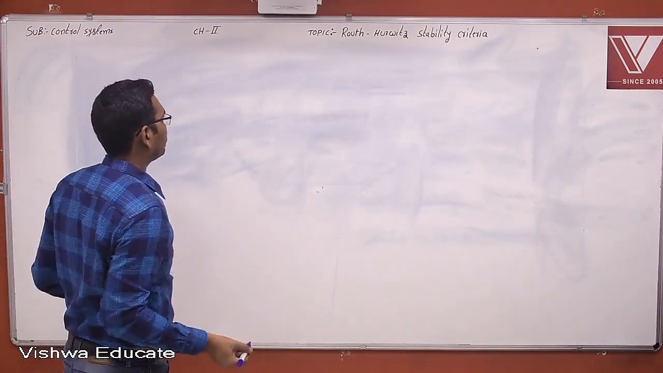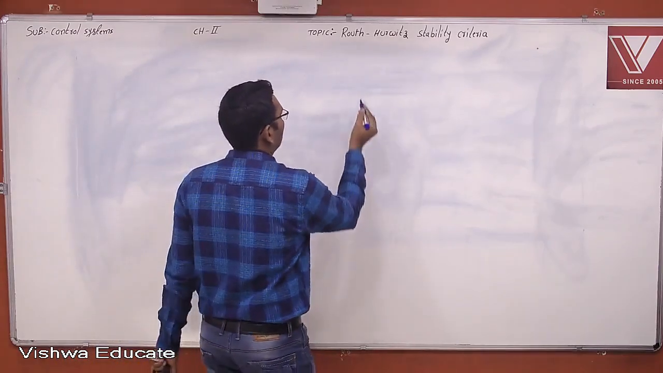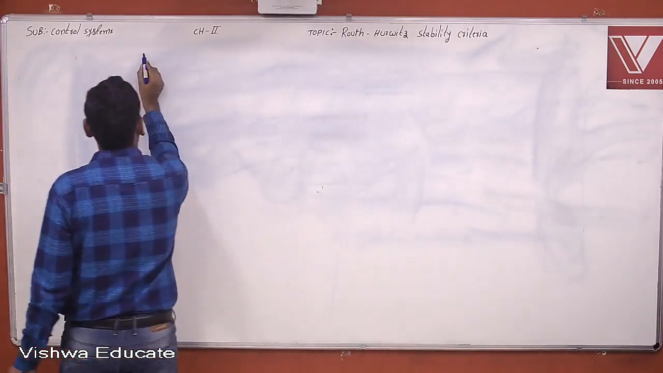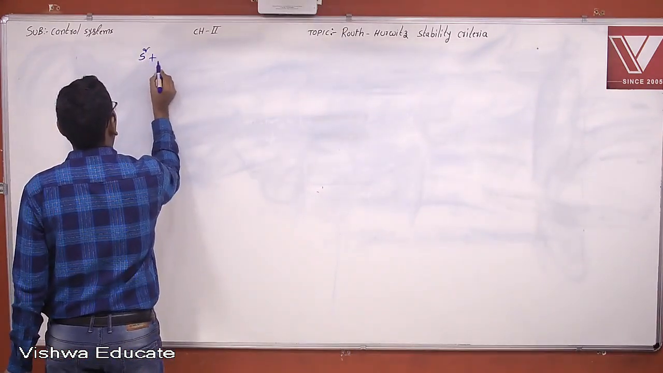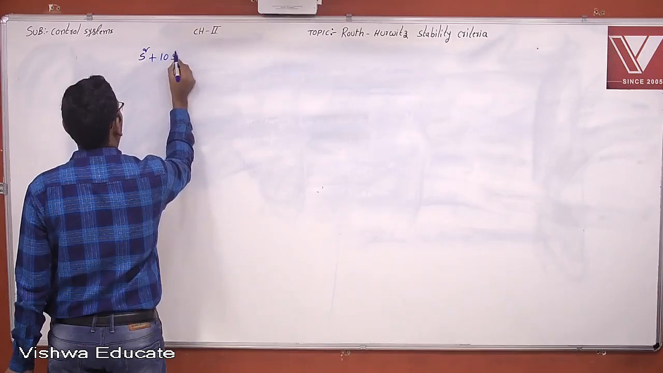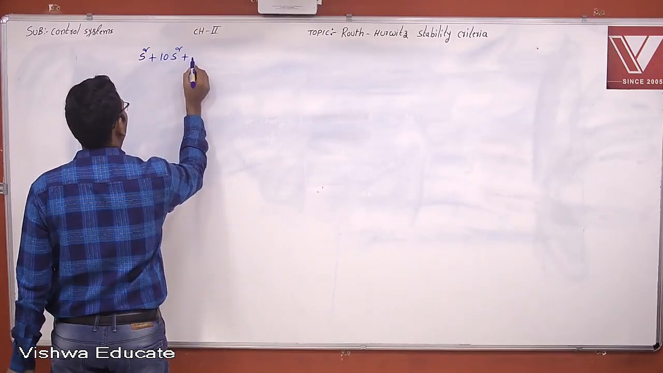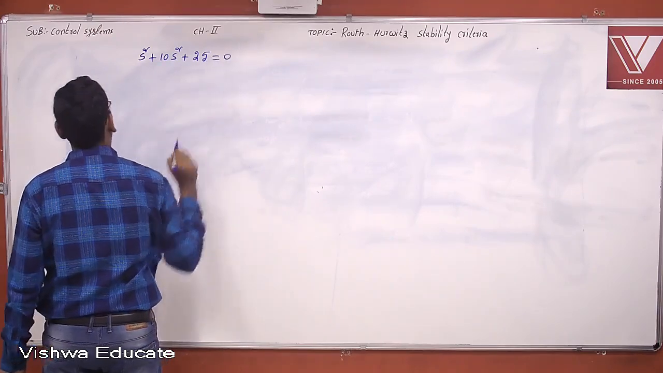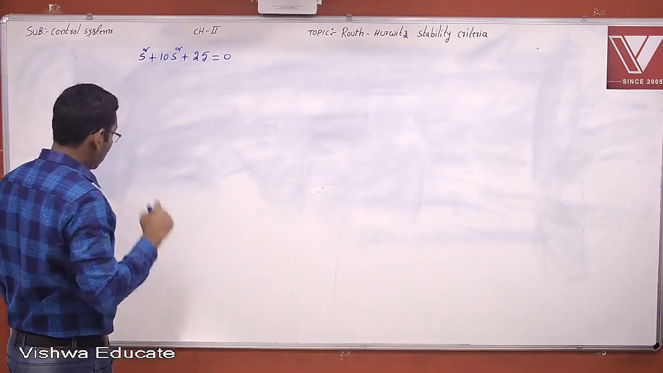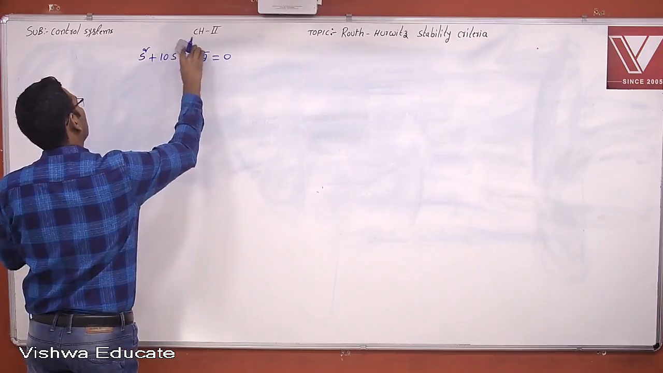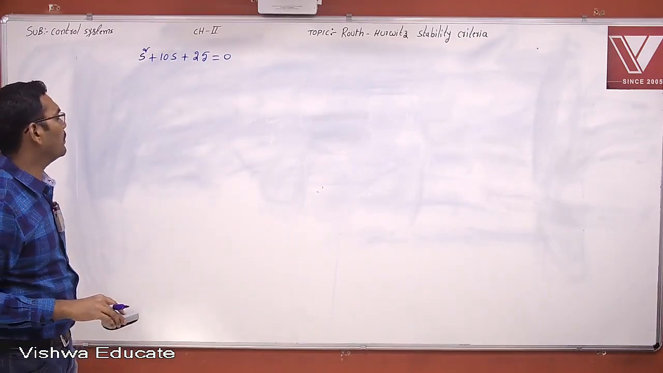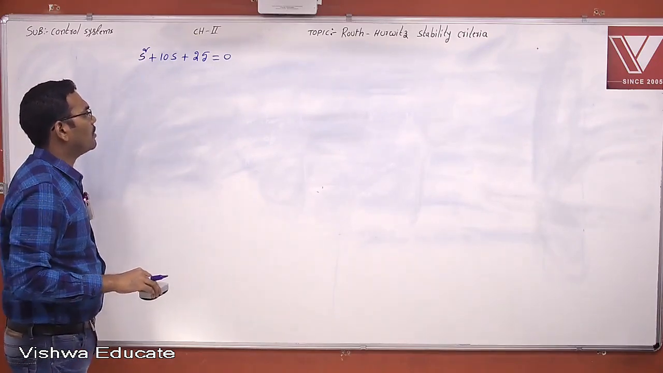Now we'll take a characteristic equation s square plus 10s plus 25 is equal to 0. Now this is the characteristic equation of order 2. Am I not right? This is the characteristic equation of order 2.